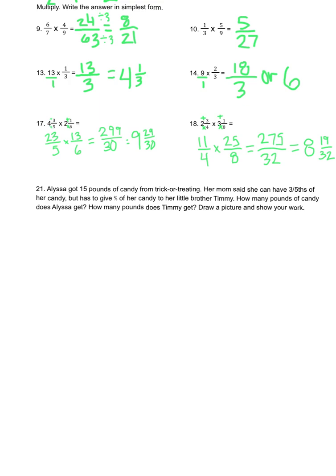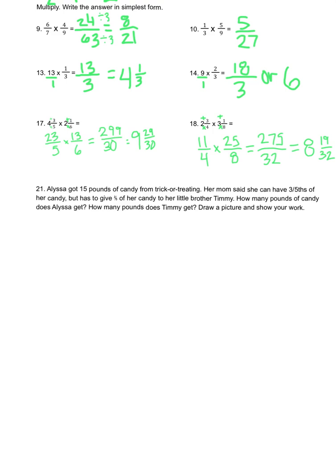Into the story problems. So we have 21. Alyssa got 15 pounds of candy from trick-or-treating. Her mom said she can have 3/5 of her candy, but has to give 2/5 of her candy to her little brother Timmy. How many pounds of candy does Alyssa get? How many pounds does Timmy get? Draw a picture and show your work.